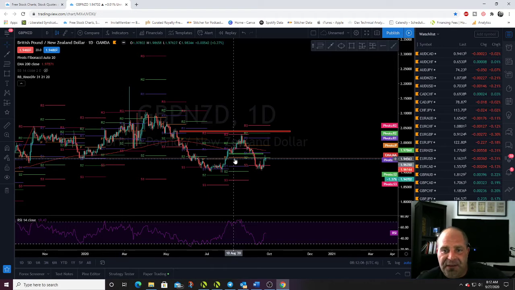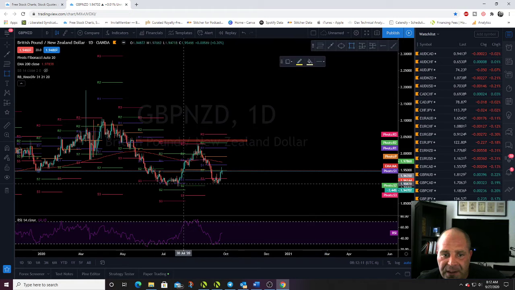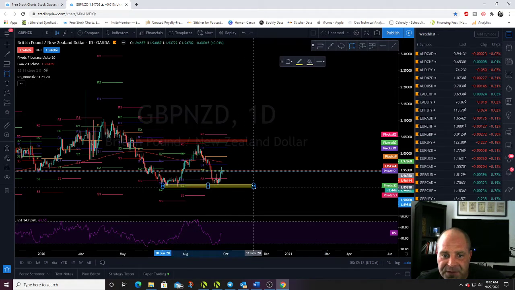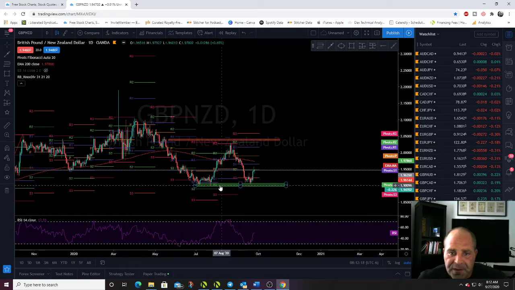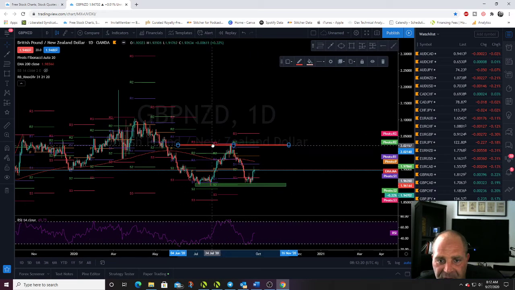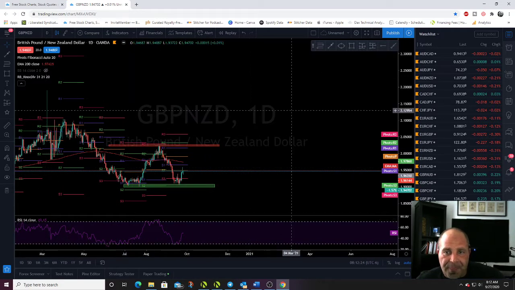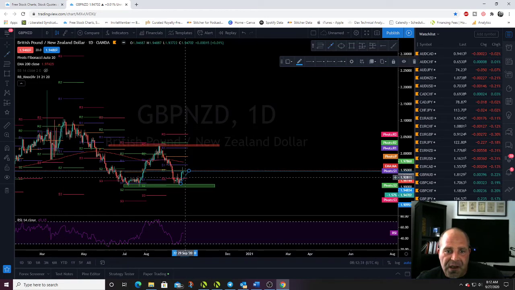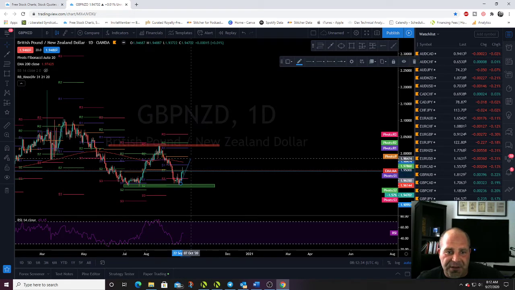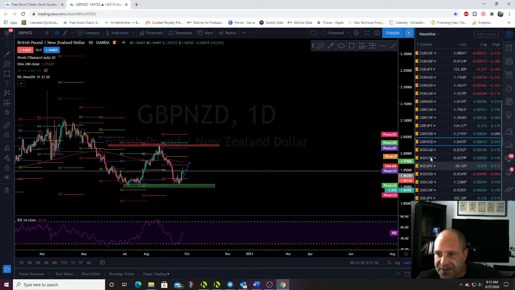GBP NZD, here's our bullish zone. Our bearish zone we have all the way up here. And yeah, I like we double bottomed here below S3. That was our signal to go long. But now I think we might just continue long at least to that 200 period moving average. We'll just have to see.